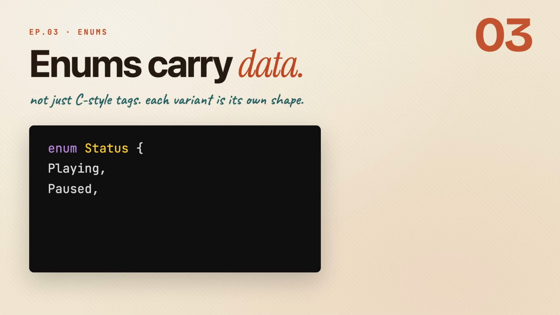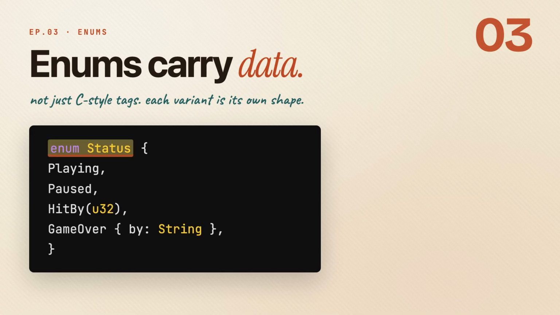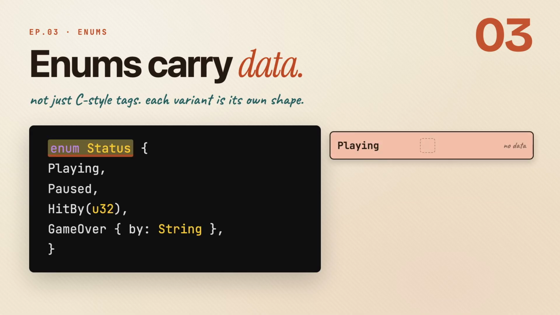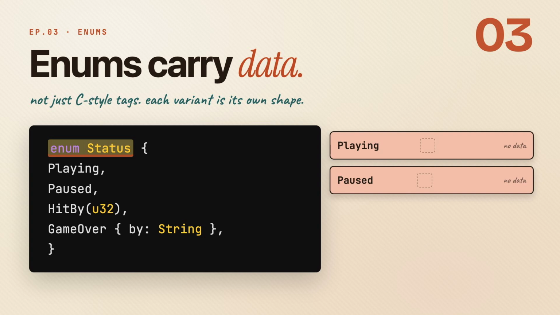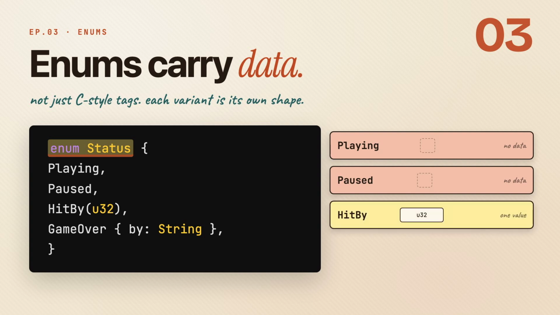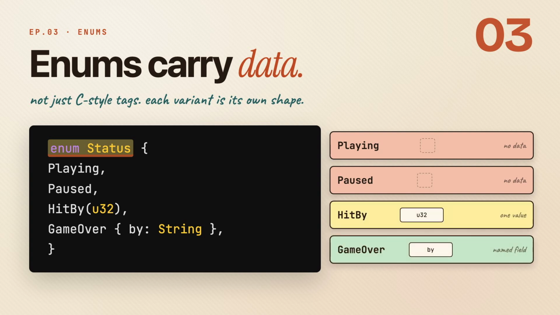An enum is a type that is one of a fixed set of options. A player's status is one of them: playing, paused, hit by, or game over. Four options, one type. Whatever shape the status takes, it is always one of these four.